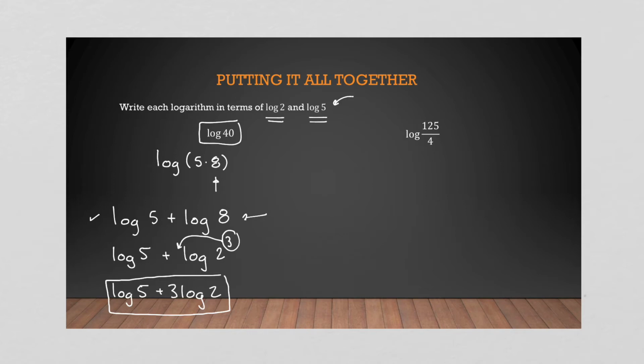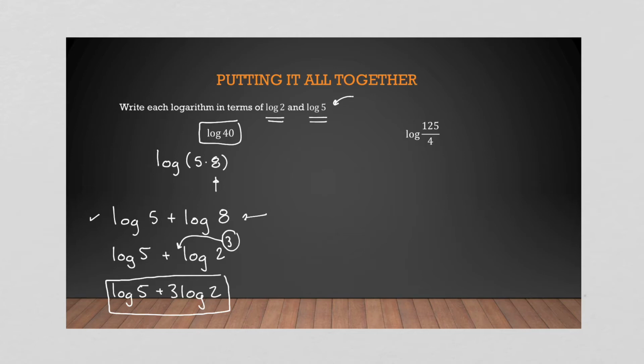And you can actually plug all this into your calculator because you have base 10 logs. So if you went log of 5 plus 3 times log of 2, you get about 1.6. And if you do log of 40, you get 1.6. So you can kind of double check your answer, but only if you have a base 10 log.